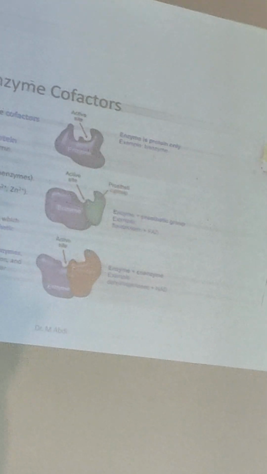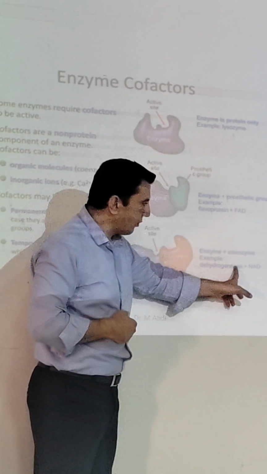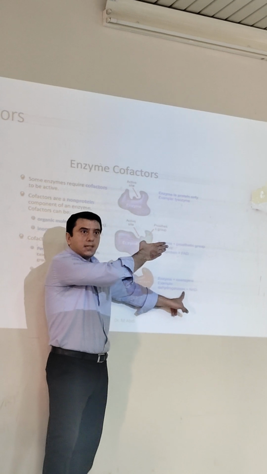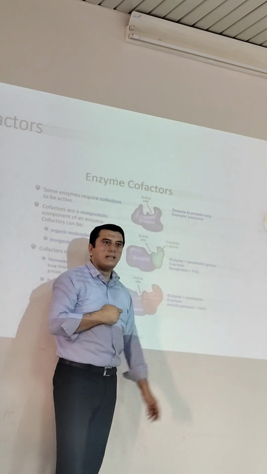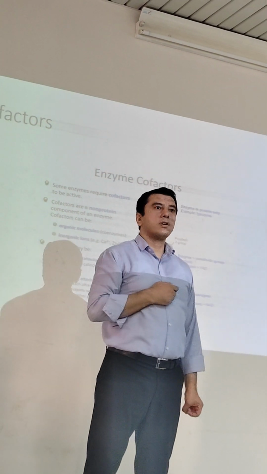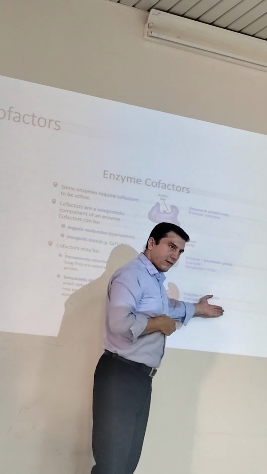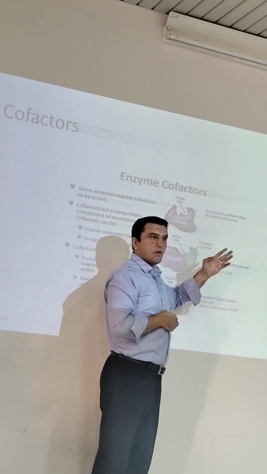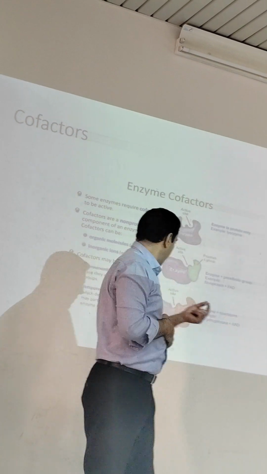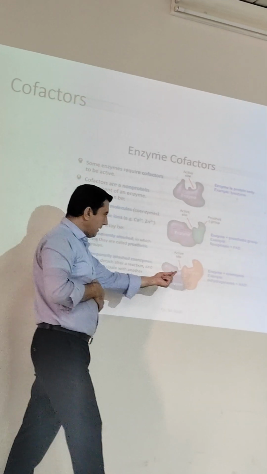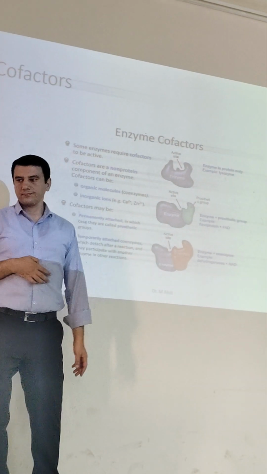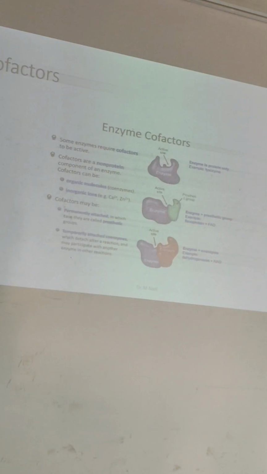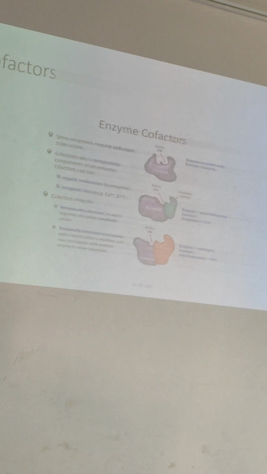For this type of temporarily attached or loosely bound cofactors, we have the dehydrogenases, such as lactate dehydrogenase, LDH, that include NAD. NAD is vitamin B3 or niacin. So vitamin B2 is a prosthetic group and vitamin B3 is a temporarily attached group. Very good. Do you have any questions?